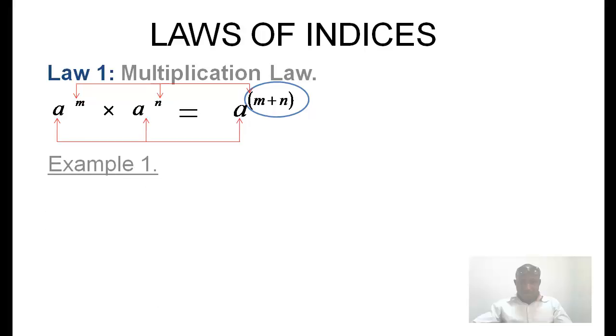In our first example, a^3 multiplied by a^4 is equal to a^(3+4). This follows from the first law of indices, as can be seen here. a^(3+4) on the right hand side can be simplified to a^7.